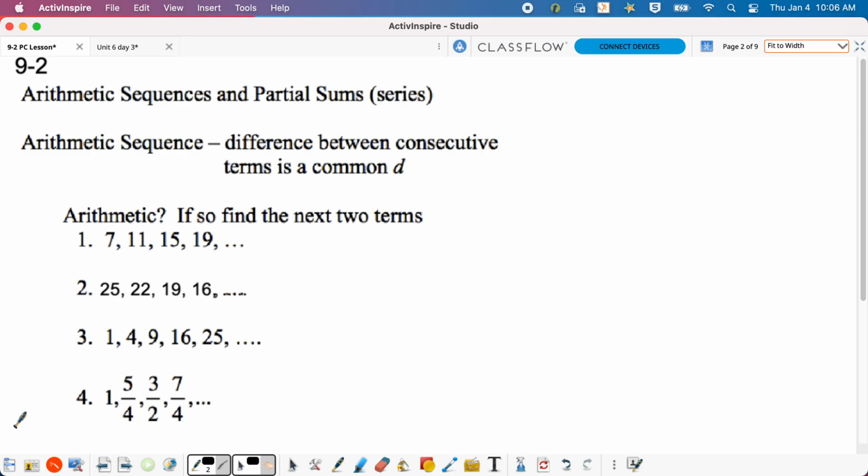All right, section 9-2. What we're going to do today is the same basic ideas we did last class, but for this class, we're going to be talking about a specific sequence, which we're going to call an arithmetic sequence. Last time we did general sequences where anything can happen to go from one term to the next. When we do an arithmetic sequence, a specific thing's going to happen. So we're going to talk about arithmetic sequences and partial sums. Partial sums is our series where we're going to add together a certain number of terms.